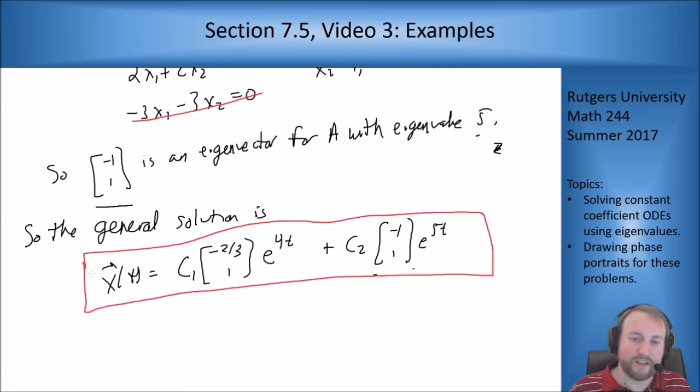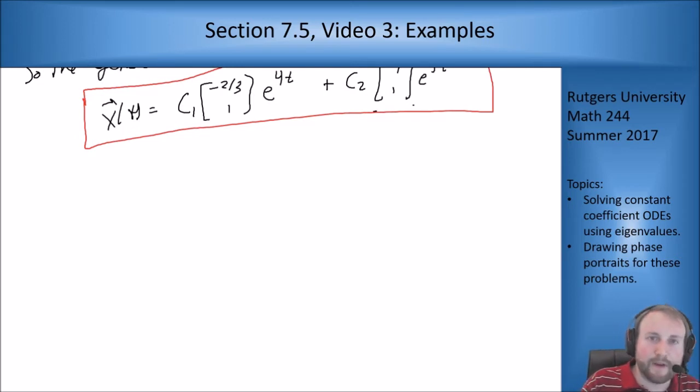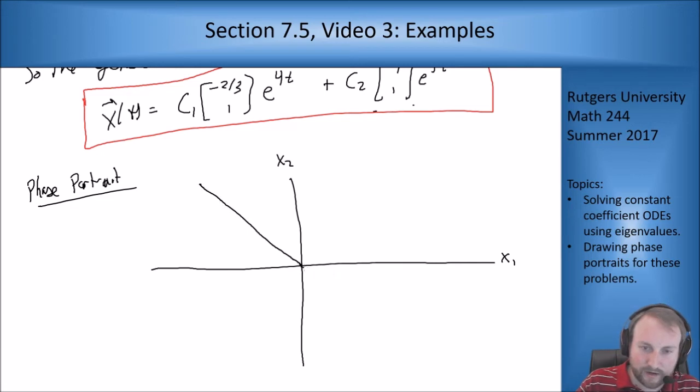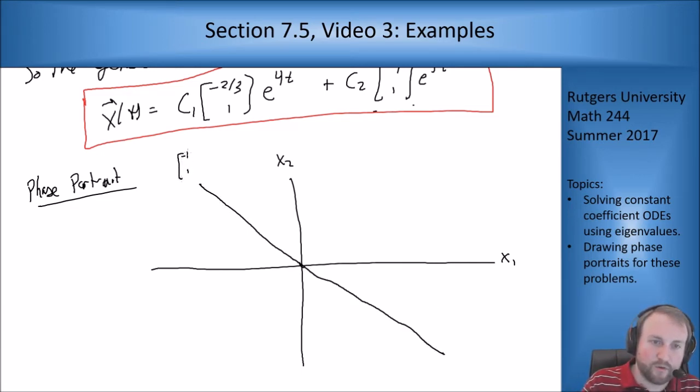Now I want to do the phase portrait. I'm going to leave that right there. All right, so step 1 was drawing the straight lines that we know are solutions. So I know (-1, 1) is going to be right here. I'm going to draw the vector (-1, 1) to show what I'm talking about. It's the vector along that line. And then (-2/3, 1), which is going to be a little bit steeper.